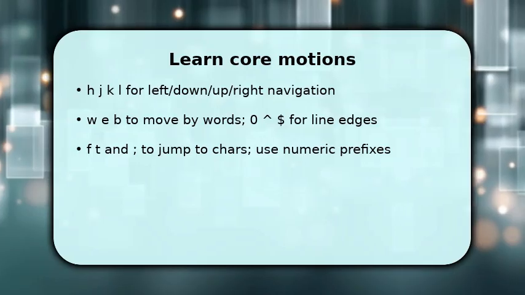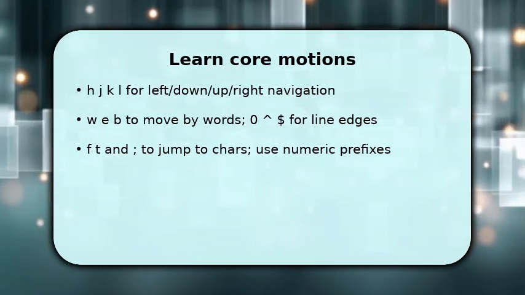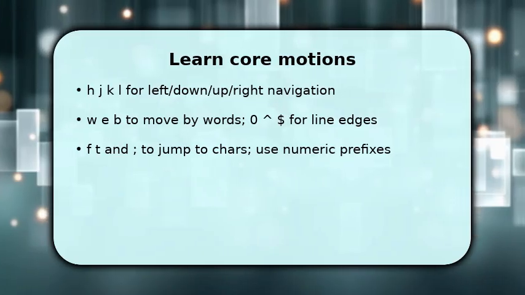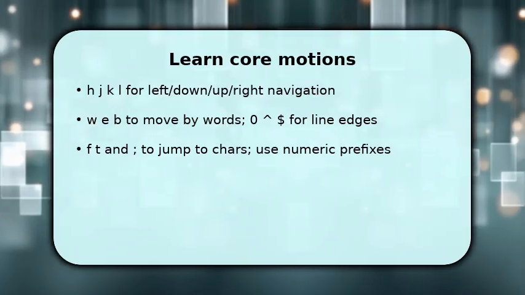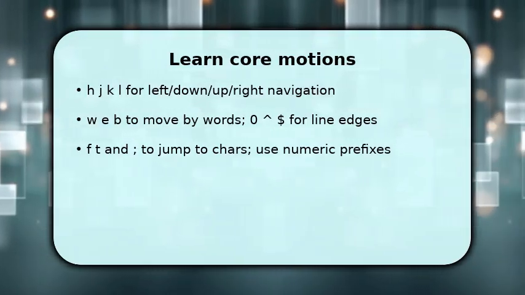Use F char to find a character ahead, T char to stop before it, and semicolon to repeat the last find. Practice in your current file so these motions become reflexive, and once comfortable, combine them with counts and text objects.